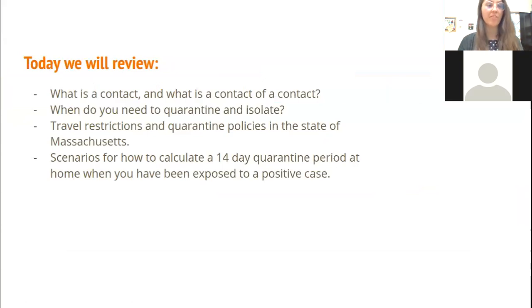Okay, today we will review what is a contact and what is a contact of a contact. When do you need to quarantine and isolate? We'll also talk about travel restrictions and quarantine policies in the state of Massachusetts and scenarios for you to help calculate the 14-day quarantine period at home.